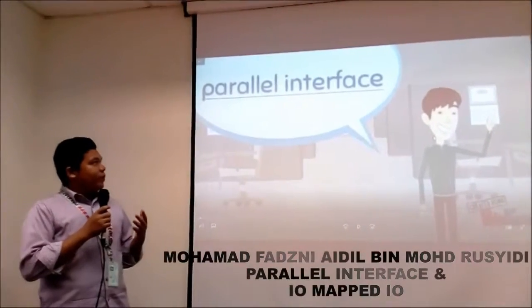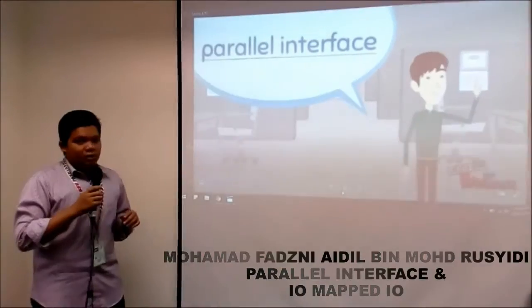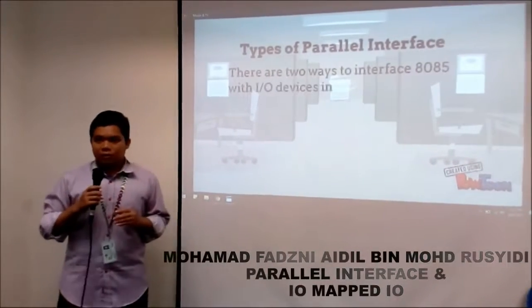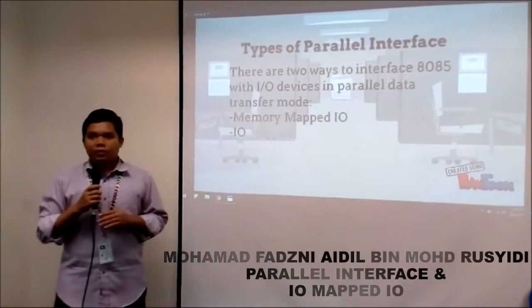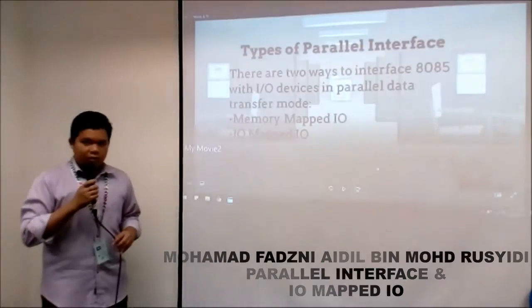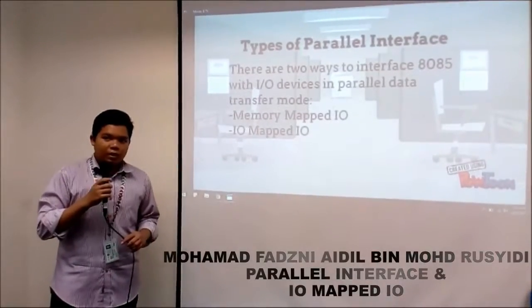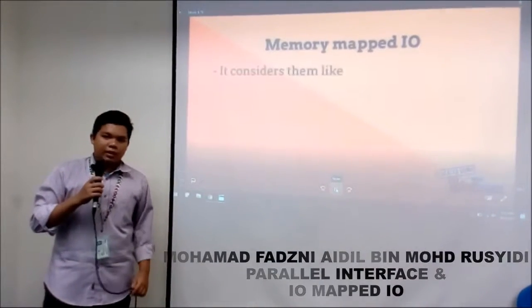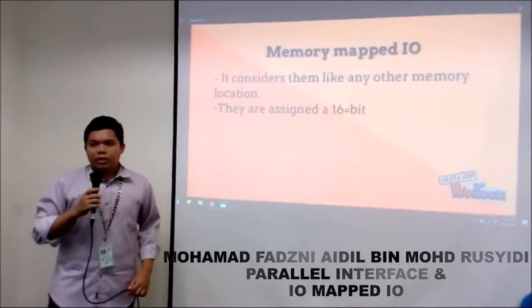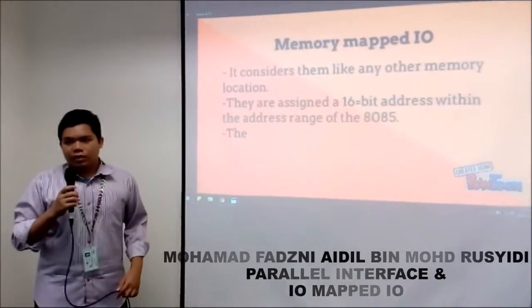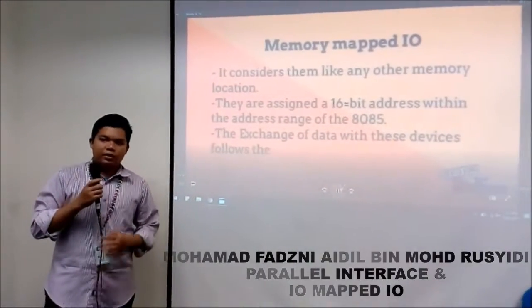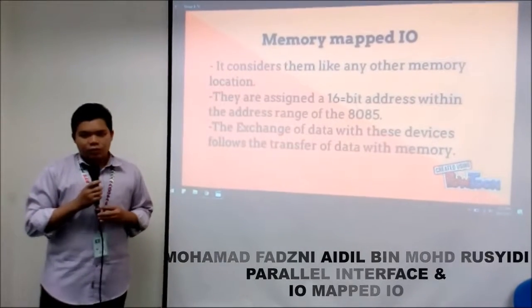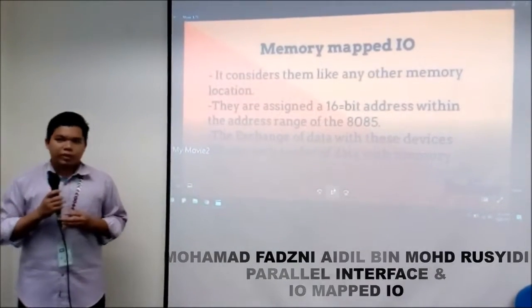I will tell you about parallel interface. There are two ways to interface the 8085 with an I/O device in parallel data transfer mode: memory mapped I/O and I/O mapped I/O. Memory mapped I/O devices are treated like any other memory location. They are assigned a 16-bit address within the address range of the 8085. The exchange of data with these devices follows the transfer of data with memory.